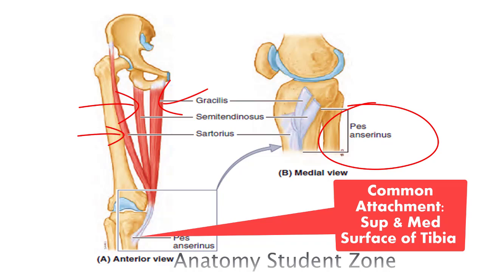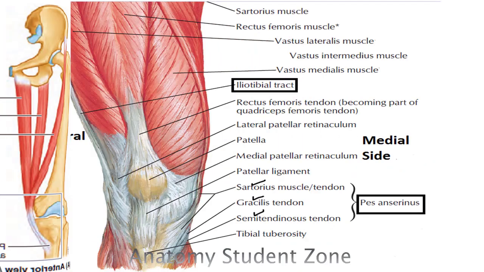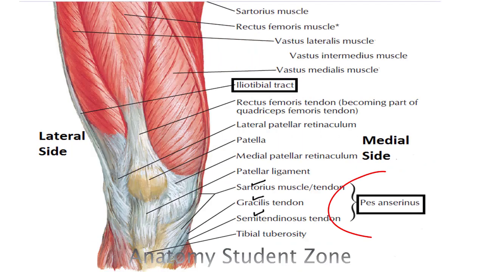So what is the function of this pes anserinus? It is going to provide stability to the medial aspect of the extended knee. So when the gracilis acts with the other two pes anserinus muscles, it is going to provide stability to the medial side of the knee.